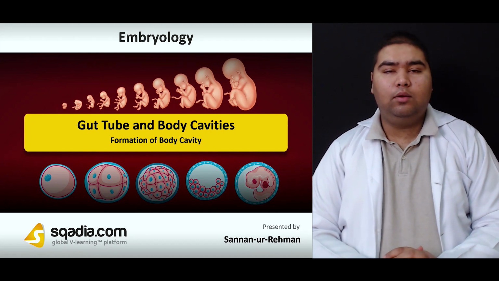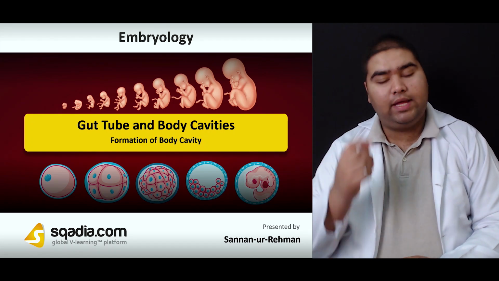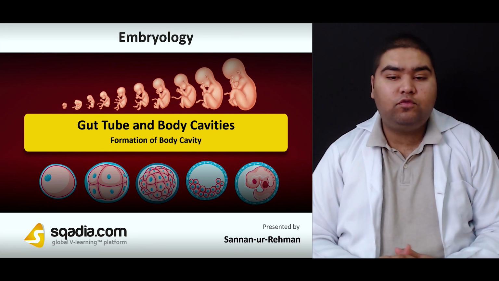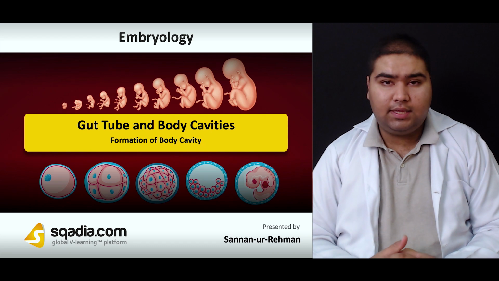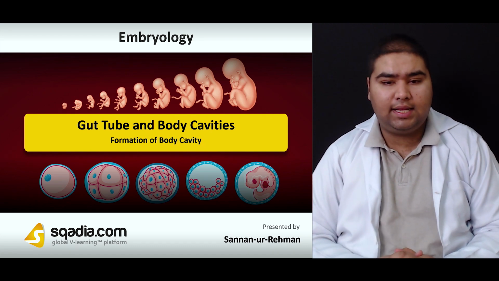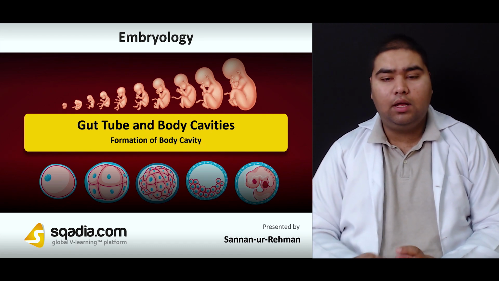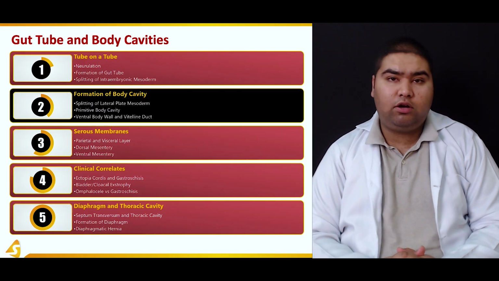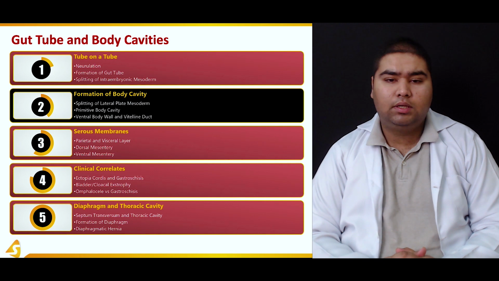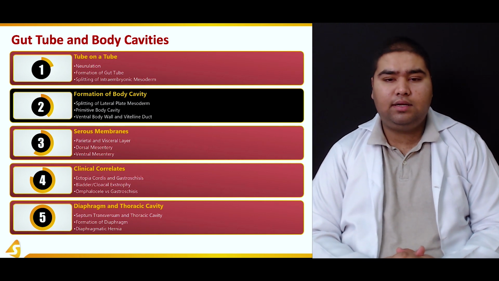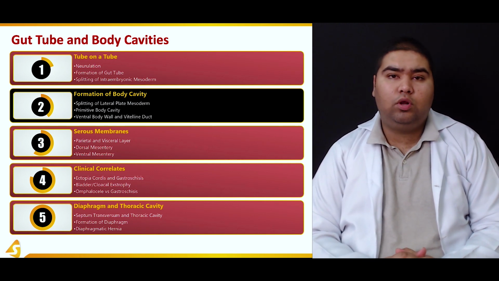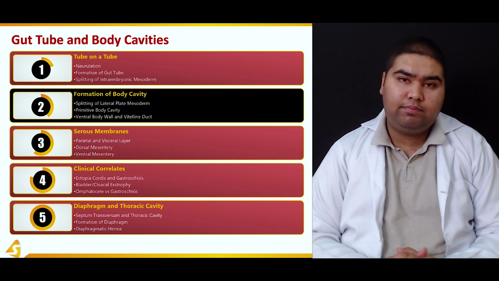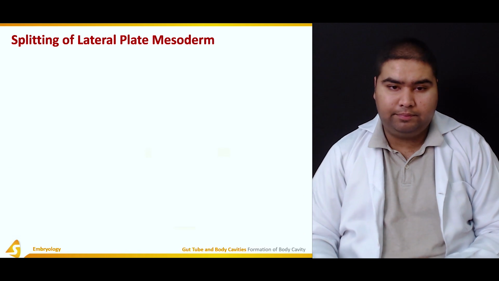Hello, once again. We are talking about gut tube and the body cavities. The topic we'll discuss now is formation of the body cavity. This is the second section of the presentation. In this section, we'll be talking about splitting of the lateral plate mesoderm, the primitive body cavity, and the ventral body wall, as well as the vitelline duct. Now let's take up these topics one by one.